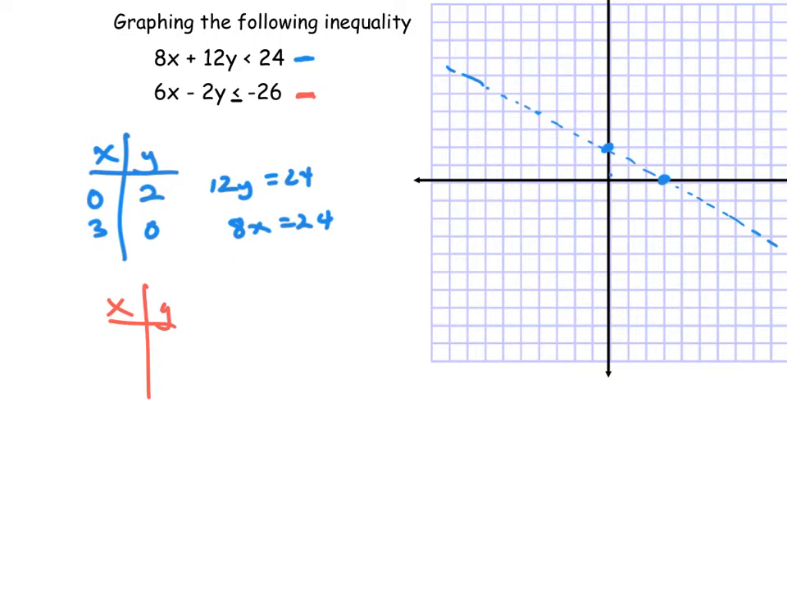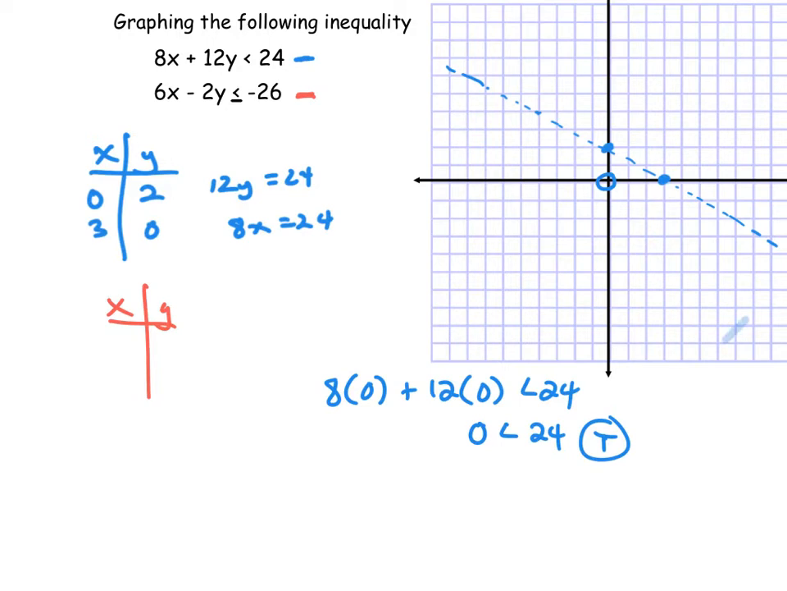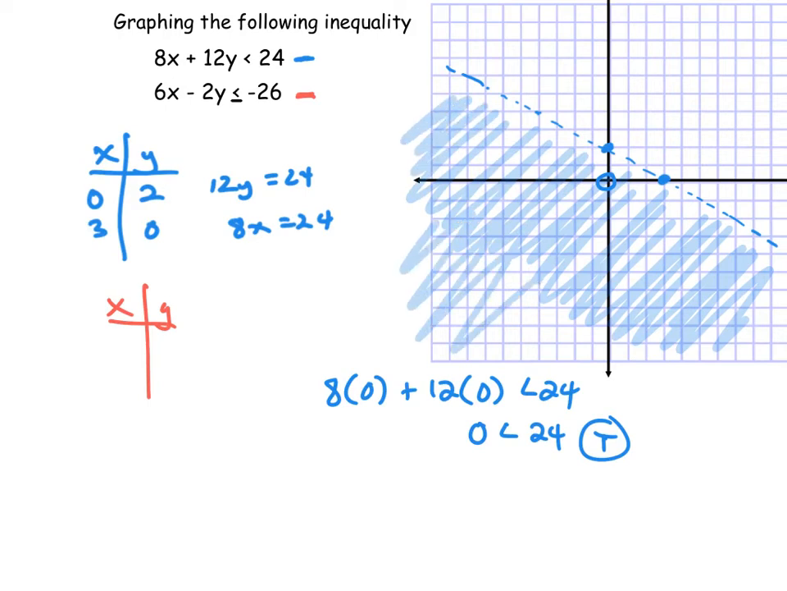So I'm going to test 0, 0 for the shading. So it's going to be 8 times 0 plus 12 times 0 is less than 24. So that's 0 is less than 24. That's true. So that means I'm going to shade below. So let me grab my blue shader, and we're going to shade everything below that line. And remember, I just chose 0, 0 because it's easy to plug in. You could pick any point that you wanted.